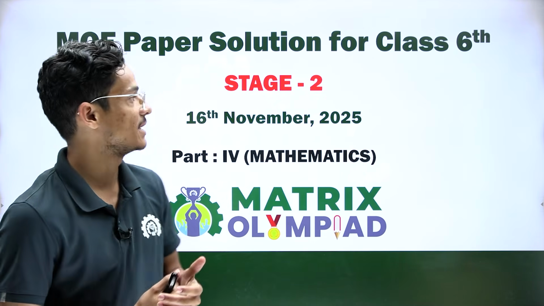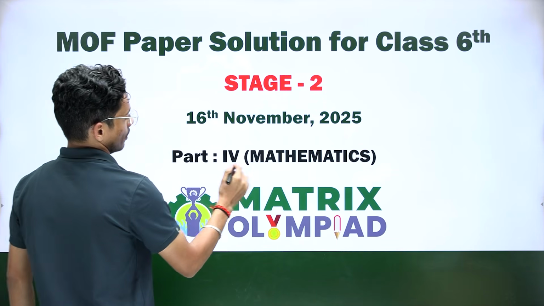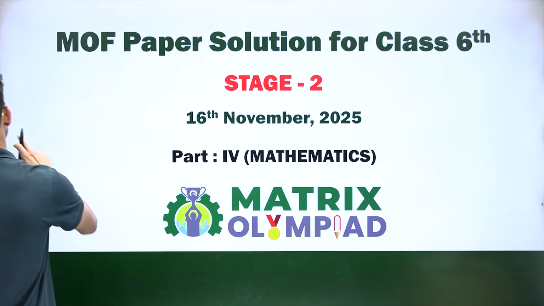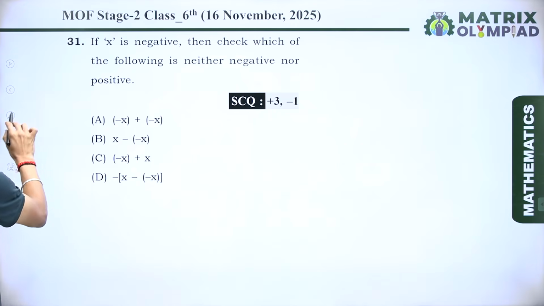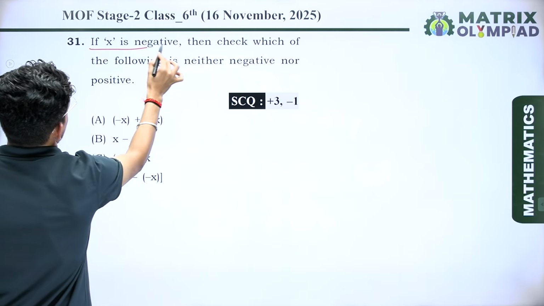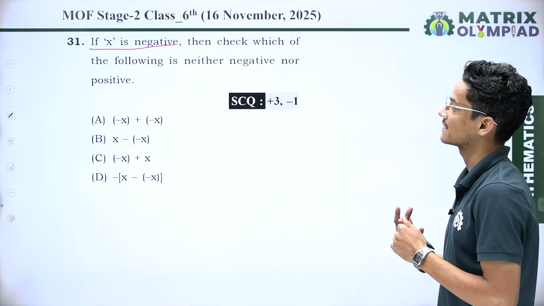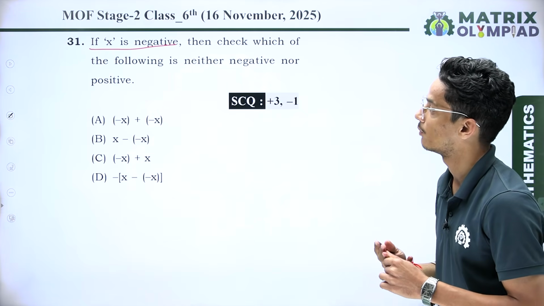Hello everyone, once again welcome back to Matrix Olympiad. So today we discuss the MOF paper solution for class 6th stage 2 for the mathematics subject. So let's start. Here we have question number 31, that is, if x is negative, then check which of the following is neither negative nor positive.